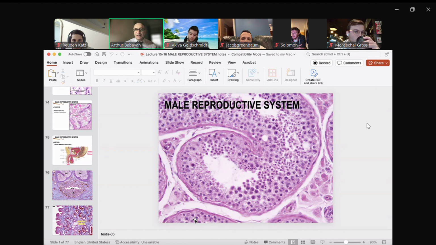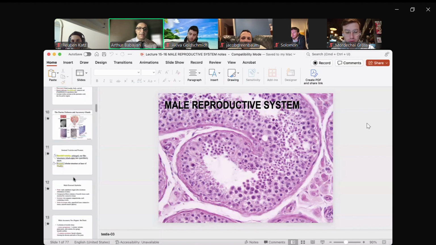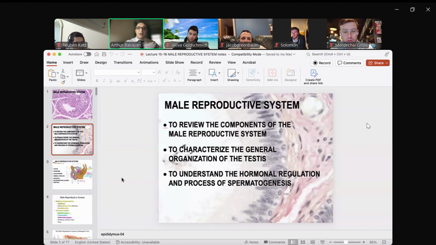Anatomy part, if you have time, go through by yourself, but structurally, what it looks like will be presented. We have to speak about the male reproductive organ system and the characteristics of the general organization of the testes, and understanding the hormonal regulation and process of spermatogenesis.